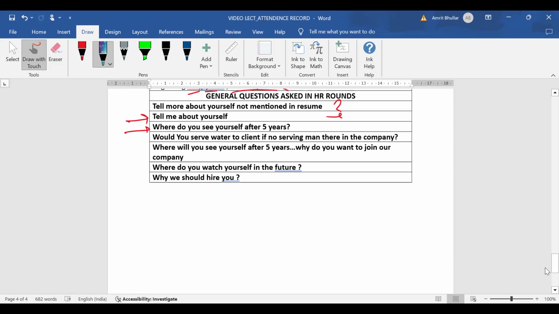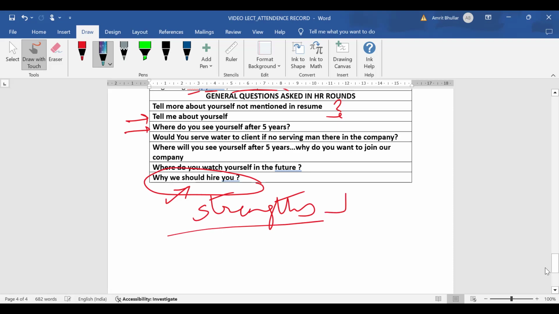Why do you want to join our company? Where do you see yourself in the future? Why should we hire you? So you should have your strengths here, that you can tell them that I have these strengths. That is why I think I fit the profile of your company, and I think that is why you should hire me.